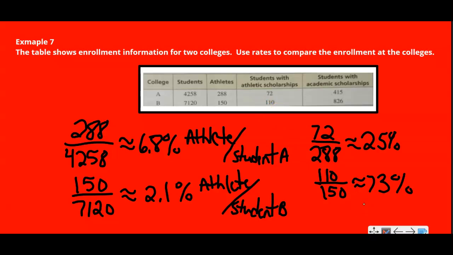I'm just going to put scholarship per athlete and scholarship per athlete since I'm running out of room. But anyways, you can compare those and see that based on just the number of athletes at these colleges, you're more likely to get an athletic scholarship from College B if you're an athlete there.